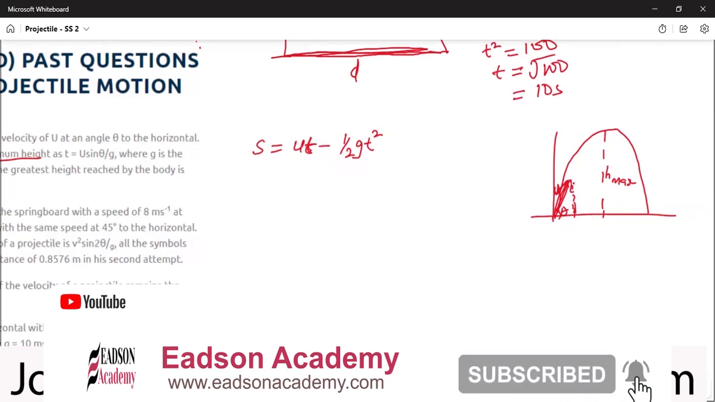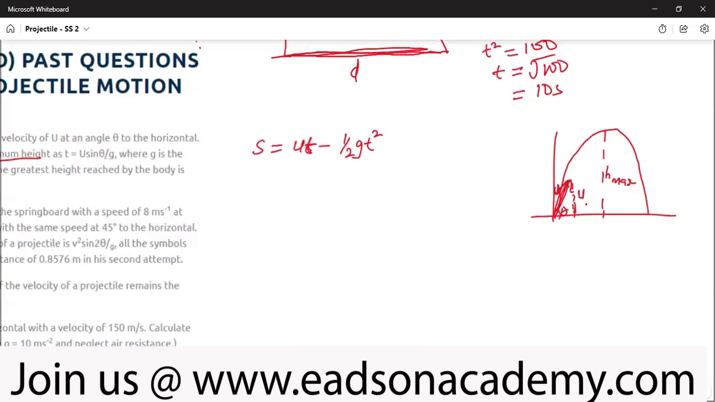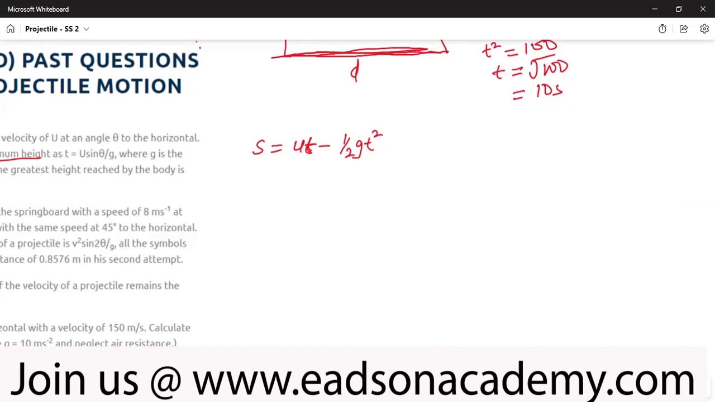If we call this vertical component uy, then sine theta is equal to uy over u, so that uy is u sine theta. So the vertical component of velocity is u sine theta, while the horizontal on the other hand is u cos theta. It is this u sine theta that is propelling the object upward, so that is the initial velocity with respect to the vertical motion. With that, I substitute that in. I have u sine theta times t, which is u sine theta over g.